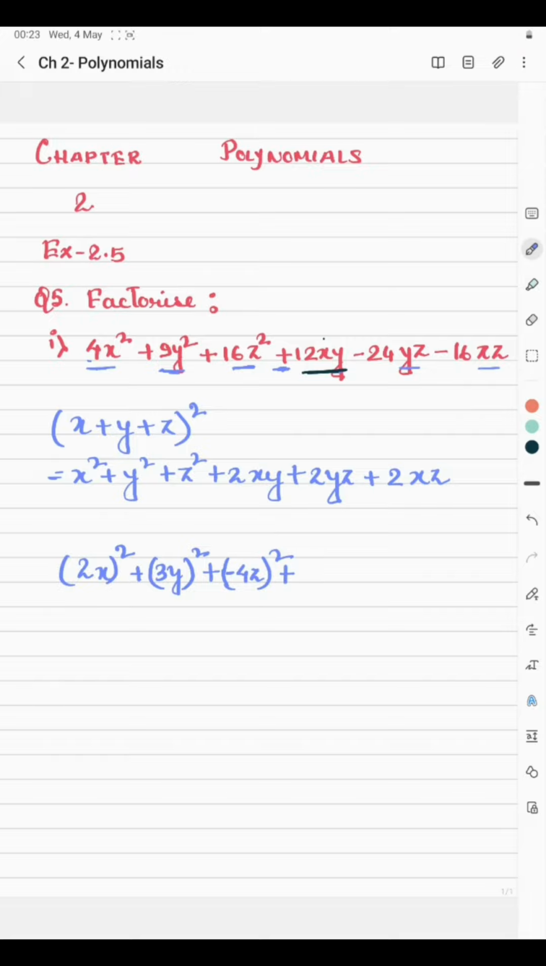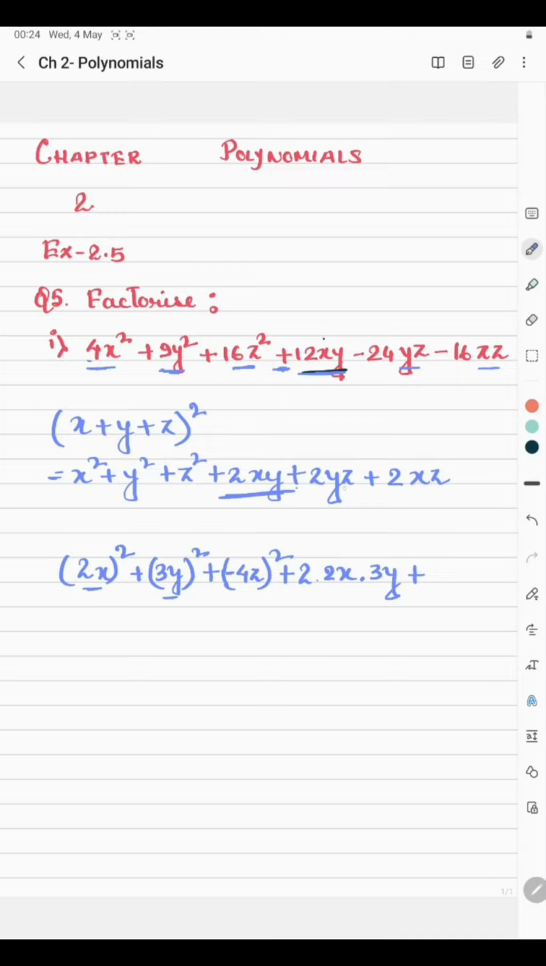Now according to the identity we have 2xy, so 2 into x into y. Now x means 2x and y means 3y. If you multiply this, 2 2s are 4, 4 3s are 12xy. See, we have 12xy. Next we have a plus sign. We'll just see the identity and write according to the identity. Since after 2xy we have a plus sign, we'll give a plus sign.